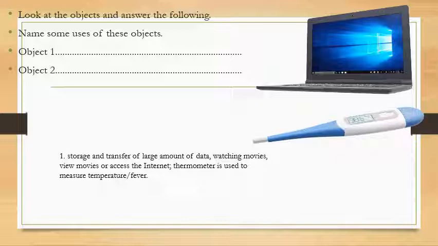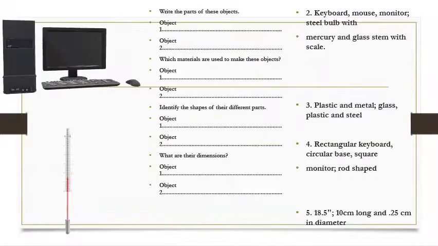What are the uses of a thermometer? It's used to measure temperature or fever. Now, what are the parts of these objects, right? The parts of these objects. Object 1 is computer: keyboard, mouse, monitor, etc. Object 2 is a thermometer: steel bulb with mercury and glass item with scale.